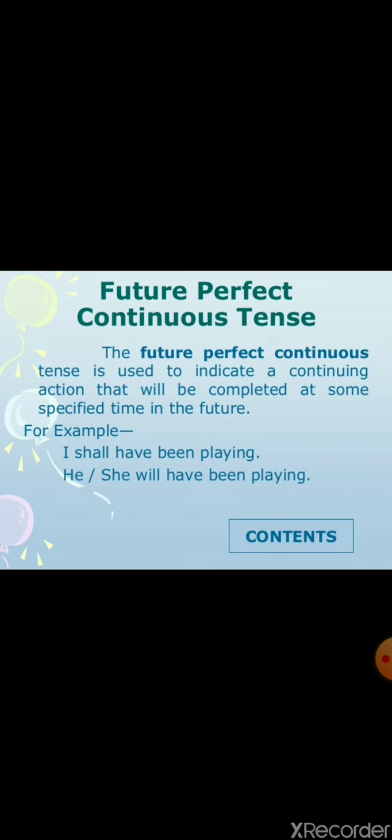Now, the future perfect continuous tense is used to indicate a continuation. How will we show the continuation? By adding ing. Okay. Then perfect form means has, have, but have will come only. Okay. And in perfect continuous, we use been as well. So, been will come. Have been, because we need to use have, then been will come, not be. Okay. So don't get confused. I shall have been playing. So simple to understand. She will have been playing.